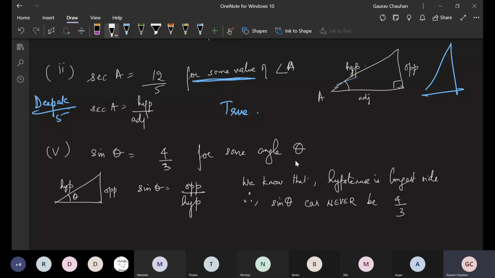Okay, it can never be. In the previous question, for some angle can it be? No, for some angle also it cannot be. It can never happen. Sine theta can never be 4/3. So my answer is false. Yeah, very good, Dinesh. I'll give you 5.